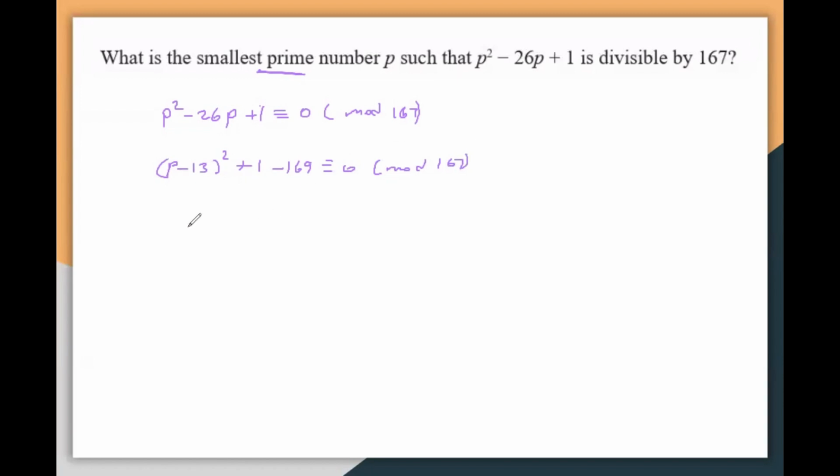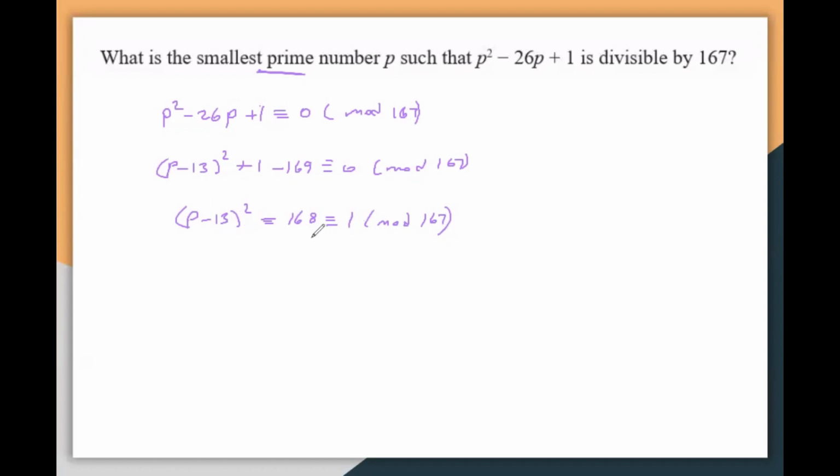And then we got p minus 13 squared equals, so that's 168. But since we are talking about mod 167, this is actually one more than 167, meaning that this is congruent to 1, which is actually nicer because I can just find the squares that will give us 1 when you take mod 167.